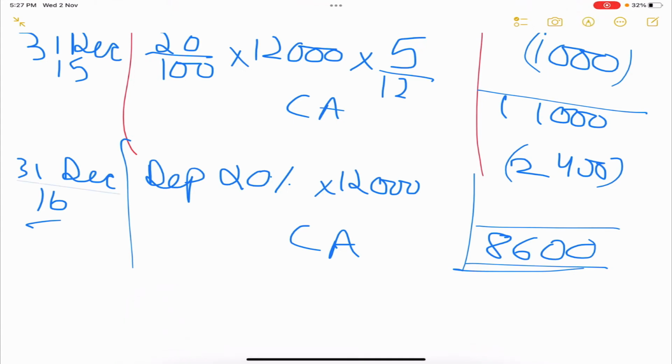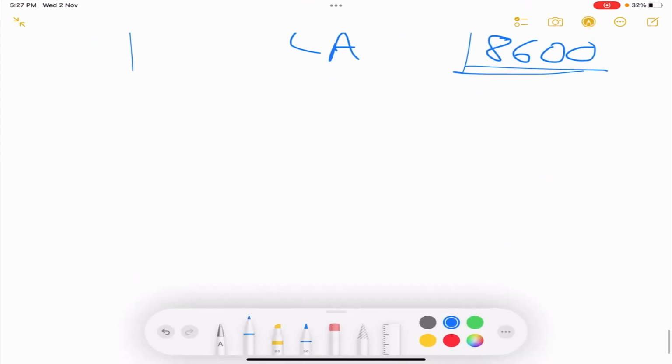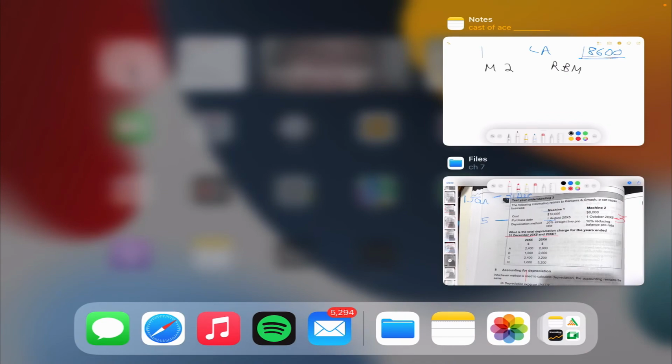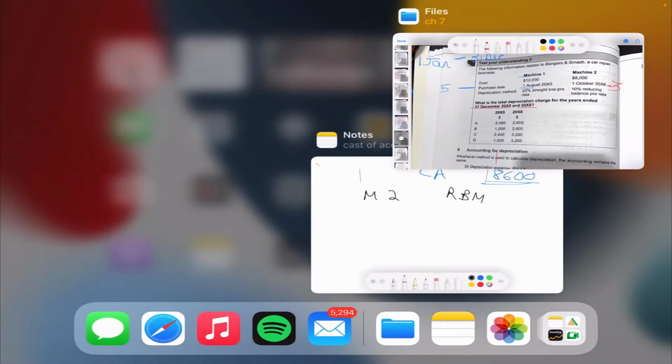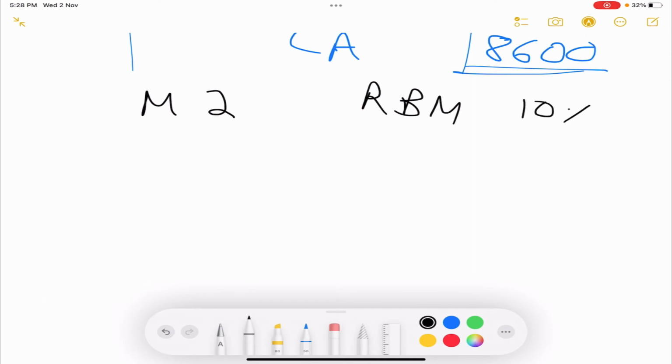Now let us do it for machine 2. M2. So we know what machine 2 is. It is the written down method, or the reducing balance method. That's what it's called in your books. So you know that for the reducing balance method, it is 10% given in the question. 10%. So let's start with the table first.